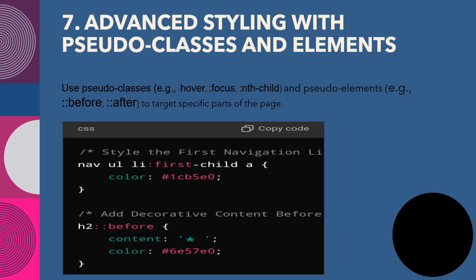Advanced styling with pseudo-classes and elements. Use pseudo-classes like hover, focus, and child, and before and after to target specific parts of the page. Here's an example. nav ul li:first-child a and color. You can use different colors, and h2 like before, content, and use color.